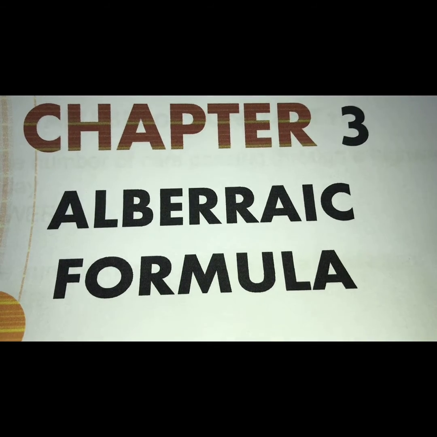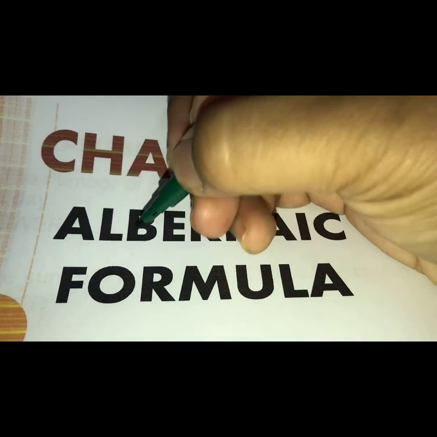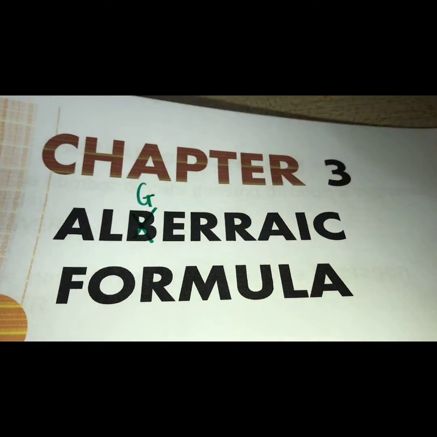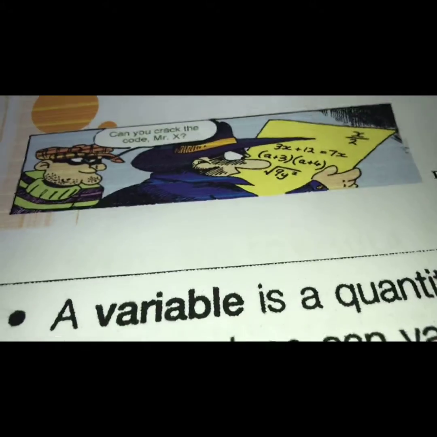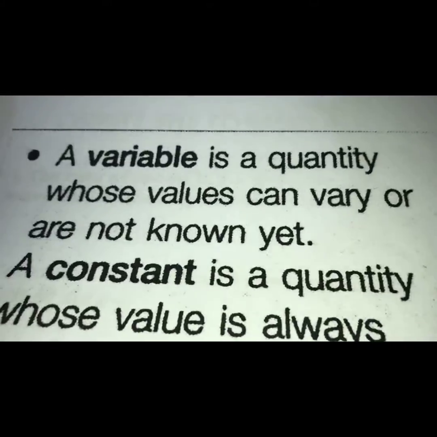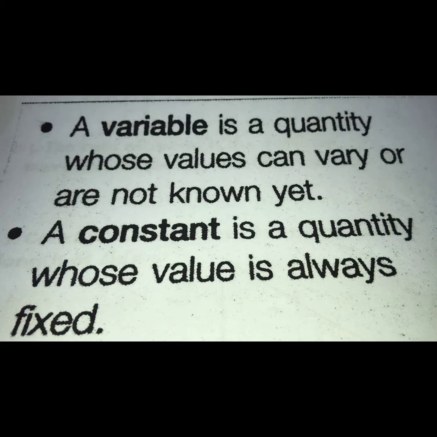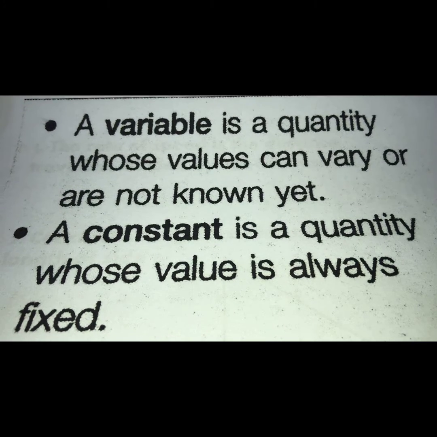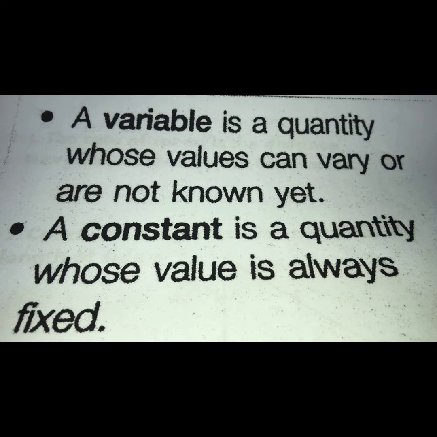Hi girls, continue chapter 3, algebraic formula. This one is wrong spelling, this one is G. Okay, chapter 3. So first, understand the definition of variable and constant. This one you learned in Form 1. You can open back your workbook, chapter 5, Form 1, the definition of variable.